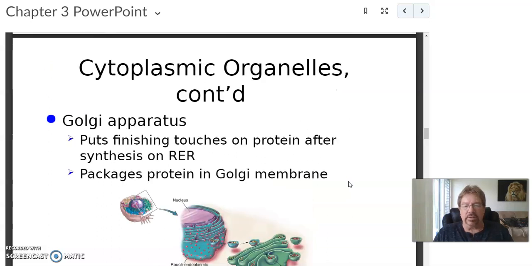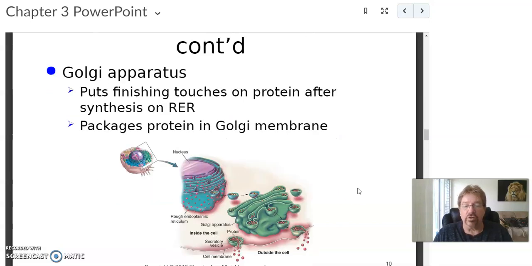Golgi apparatus is a structure used to package materials for export out of the cell. If we're thinking of the cell as like a factory, the Golgi apparatus would be the shipping department. Puts finishing touches on proteins after synthesis on rough endoplasmic reticulum, packages proteins in Golgi membrane for export outside of the cell. Let's say they're a cell found in the thyroid gland and they make T3 and T4, the thyroid hormones. Then once they produce the hormones, the Golgi apparatus within those cells is what packages that stuff and gets it ready for use outside of those cells, for use in the thyroid gland.